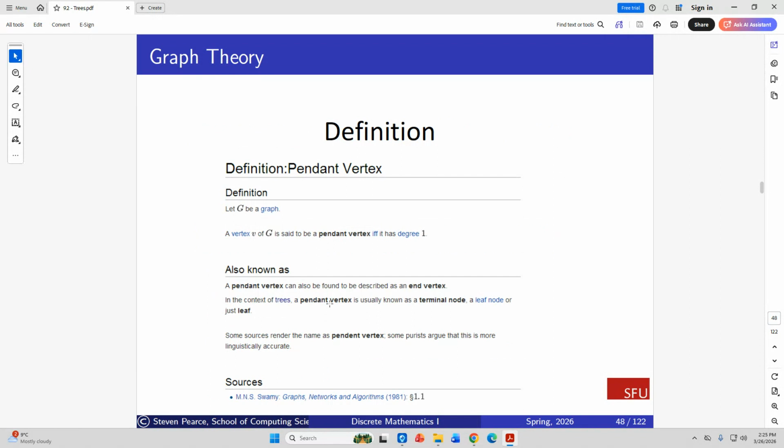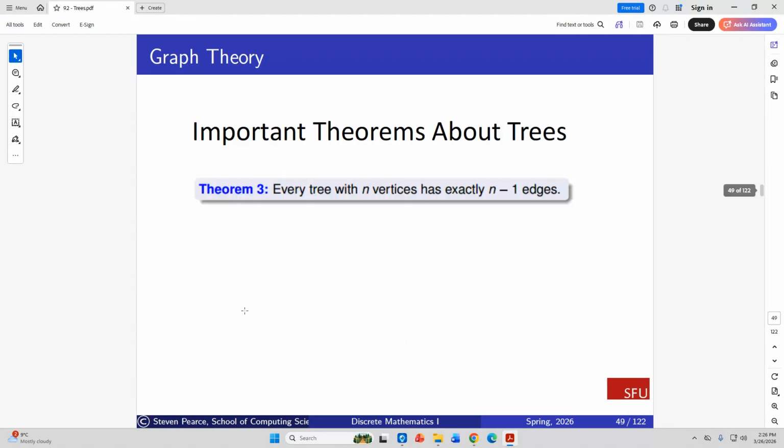A pendant vertex, and I put this in here from some kind of wiki. An end vertex or a leaf vertex is technically called a pendant vertex. So I just put that in here. In the context of trees, a pendant vertex is the terminal node or a leaf. Okay. So now you know this word. We can use it in this proof.